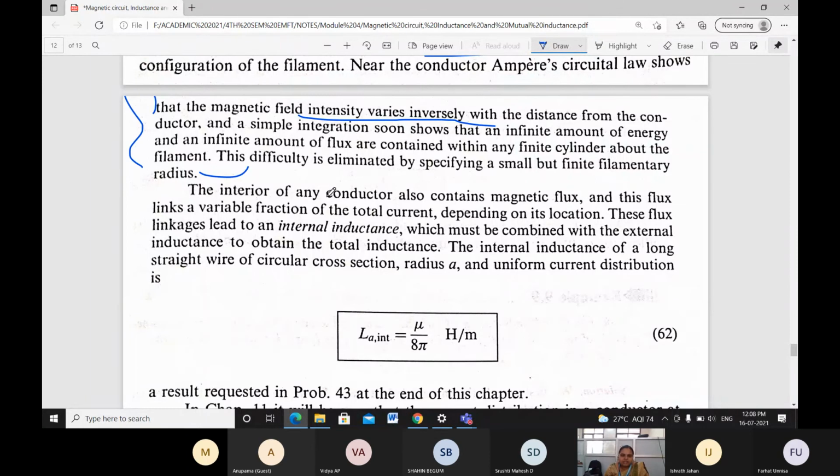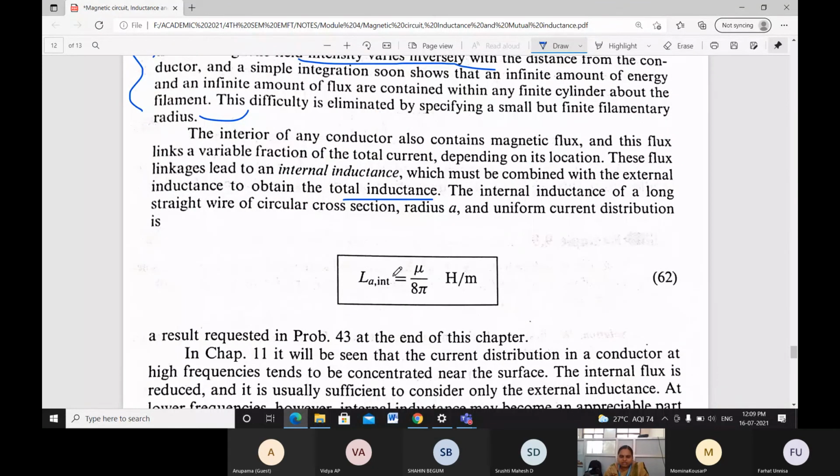The interior of any conductor also contains a magnetic flux, and this flux links a variable fraction of the total current depending on its location. These flux linkages lead to an internal inductance which must be combined with the external inductance to obtain the total inductance. Therefore, the internal inductance of a long straight wire of circular cross section and radius a and uniform current distribution is taken as L a,int equal to mu divided by 8 pi henry per meter.